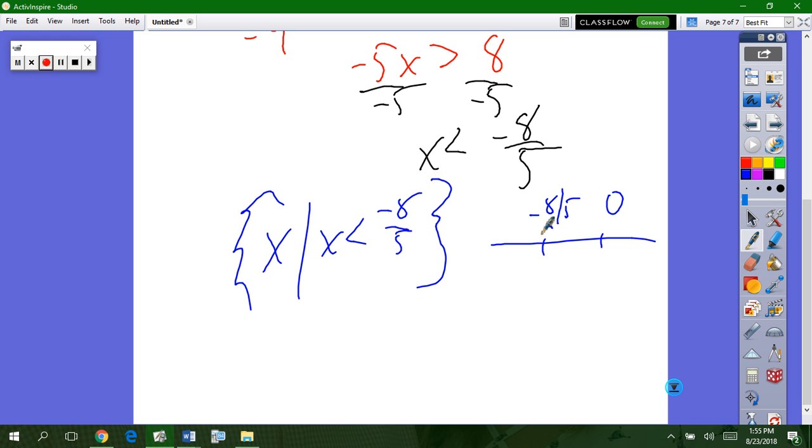Okay, so this is an open circle looking to the left, right? So therefore, plug it in. Negative infinity to negative 8/5.